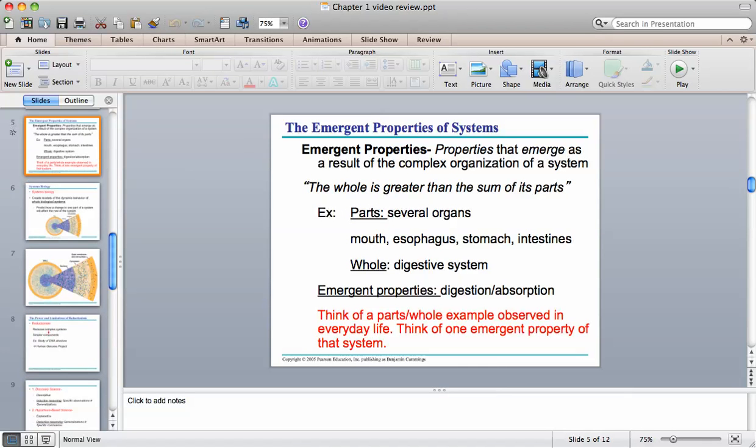All right, so the idea of emergent properties: properties that emerge as a result of all the parts of a system coming together and working together. And a good example is the digestive system. It's a system of different organs that ultimately give you digestion of your food and absorbing your food. And without all of the parts, the mouth, the esophagus, stomach, intestines, etc., working together, you would not have this property that emerges.